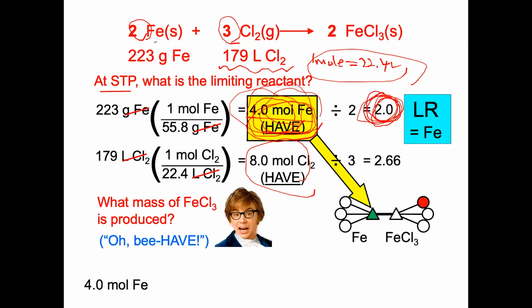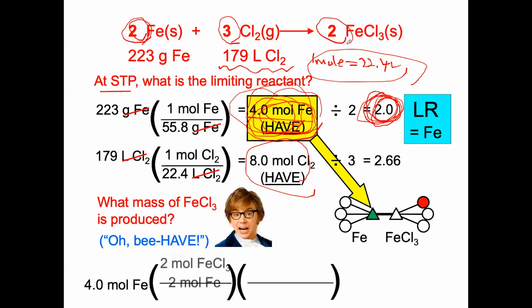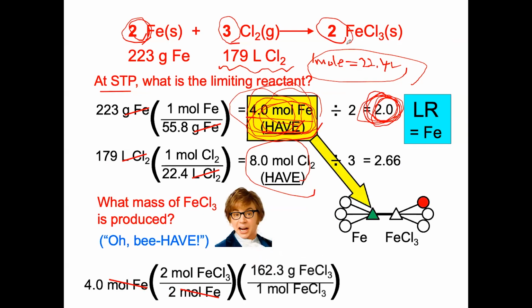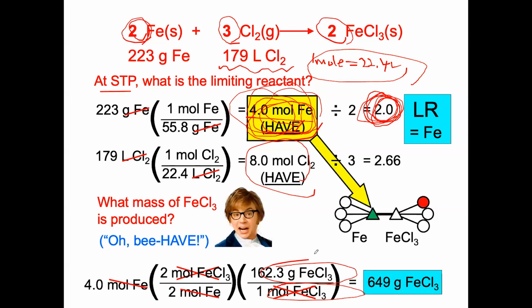So 4 moles are used, but we know that it's 2 moles per 2 moles, correct? So we have 2 moles of iron producing 2 moles of iron chloride. Is it clear? Okay. Cancel out the moles here. And then after that, you just convert moles into mass using the molar mass here. And what do you get here? 649 grams of iron chloride.